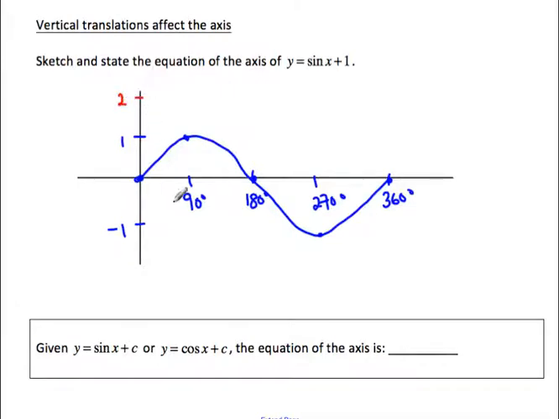So again, we're going to need to extend our y-axis here in the positive direction. Note that we don't have to extend it in the negative direction, though, because these points are all going to be moving up. So the point 0, 0 is going to now become 0, 1. 90, 1 will become 90, 2. 180, 0 will become 180, 1. 270, negative 1 will become 270, 0. 360, 0 will become 360, 1. So the function now is going to look like this.